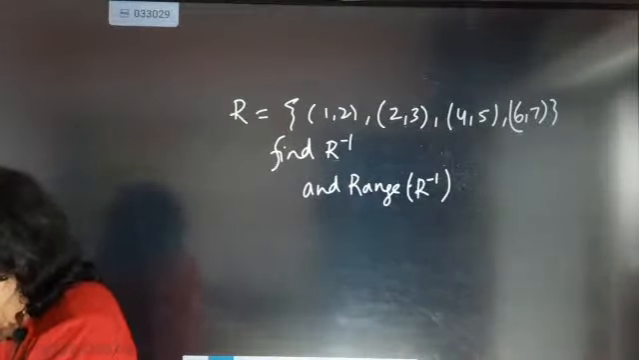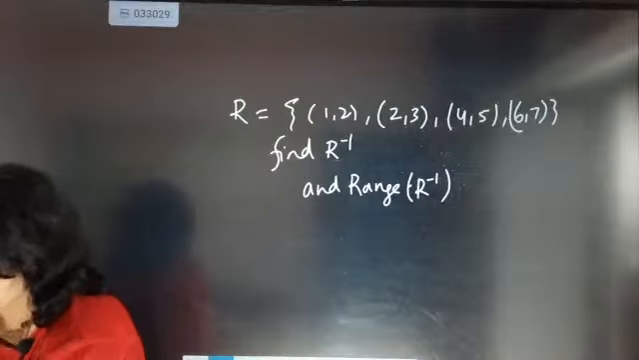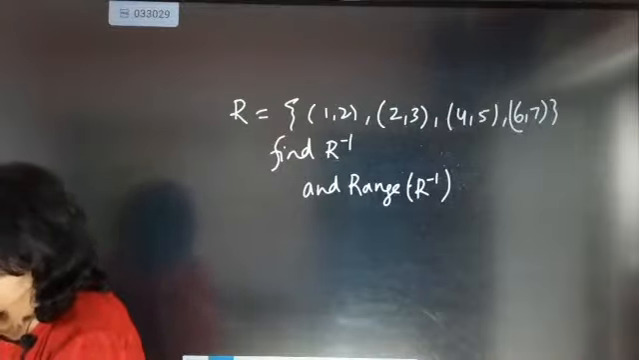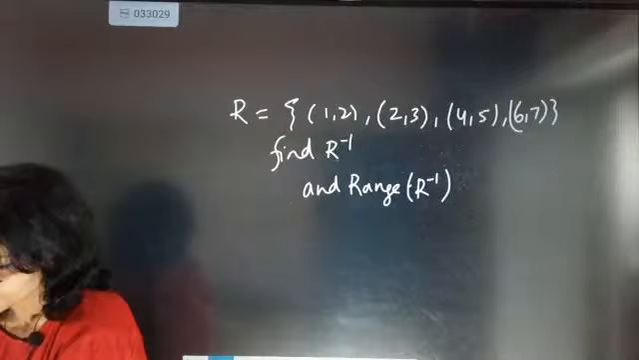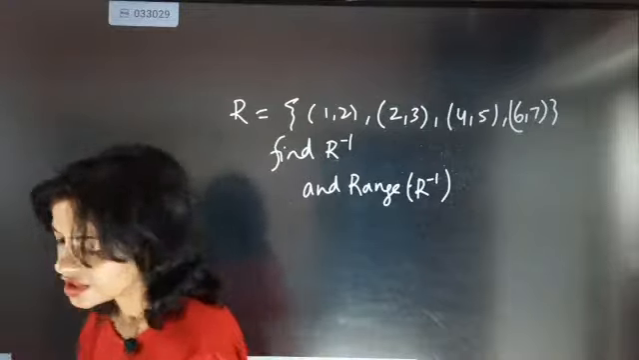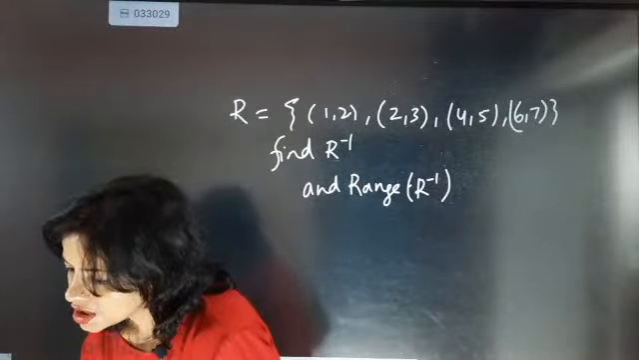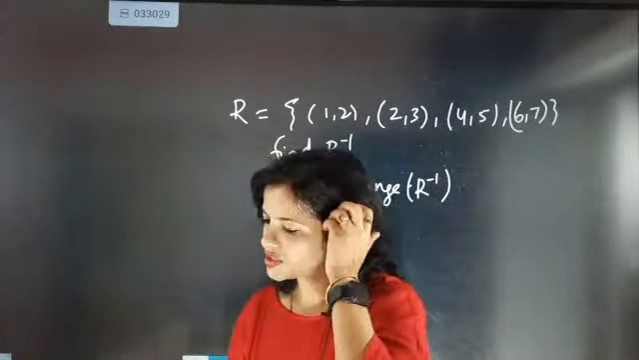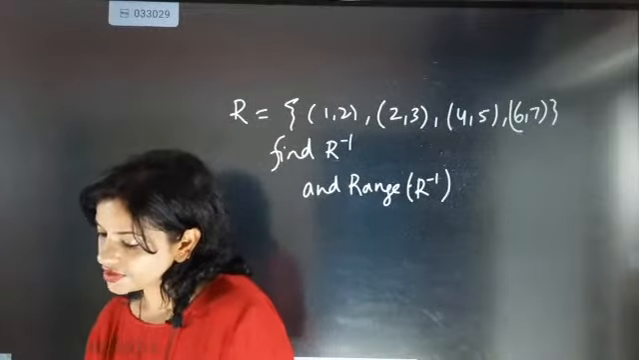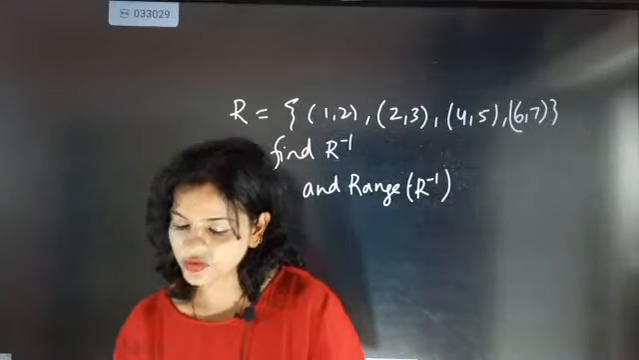Arjun says (2,1), (3,2), (5,4), (7,6), range is 1 and 2. Okay, very good. Show the answer. Okay, range is 1 2 4 6. Arjun is telling range is coming as 1 2 4 6, while another student is telling range is 1 3 5 6. So different people are giving different answers, 1 2 4 6 or 1 3 5 6. Let's check that one out first.